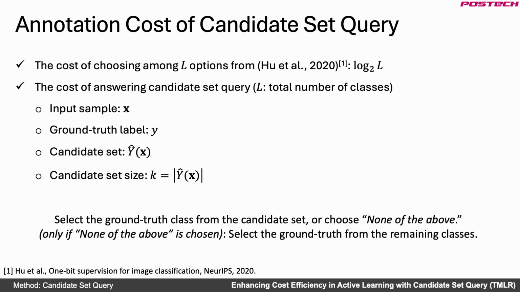So CSQ is basically composed of 2 questions. Select the ground truth class from the candidate set, or choose none of the above. Only if none of the above is chosen, select the ground truth from the L minus k many remaining classes.